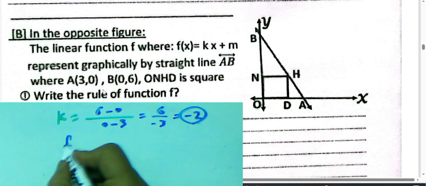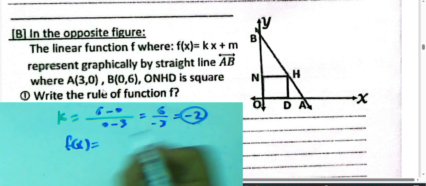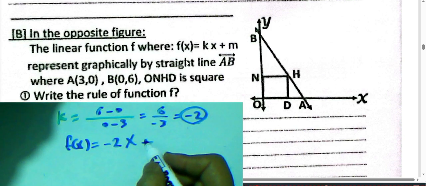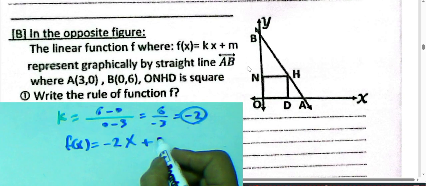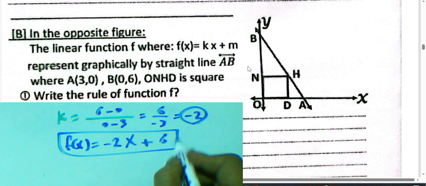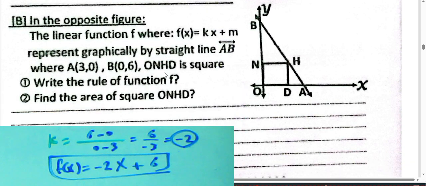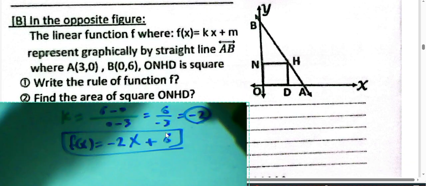Then the equation f of x will be equal to the coefficient negative 2 times x, and the constant part is 6, because it tells me the point 0 and 6. This is the function f of x. Okay, it's the function of x. Next, find the area of the square. To find the area of the square, we want to find the length of the square.